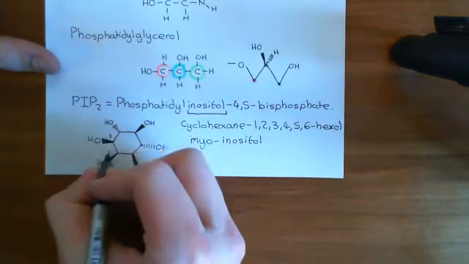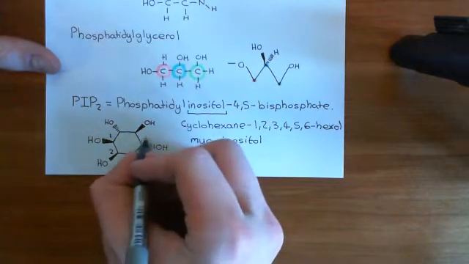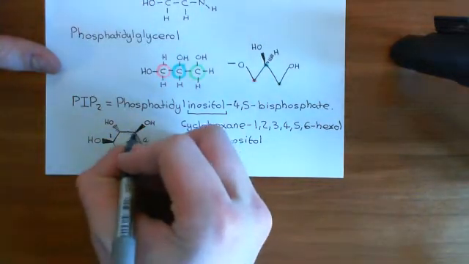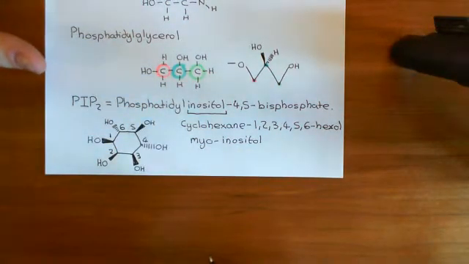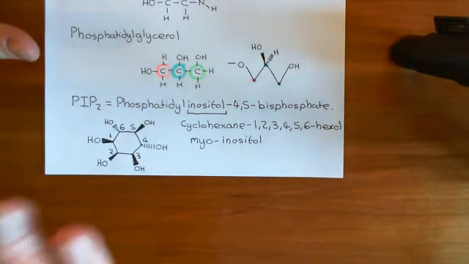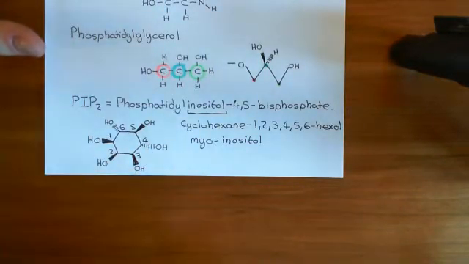Now, there is a set naming system for the carbons within Myo-Inositol. This one here is called carbon 1. This one here is called carbon 2. This one here is called carbon 3. This one here is called carbon 4. This one carbon 5. And this one carbon 6. So that's the set-in-stone naming system of the carbons in Myo-Inositol.